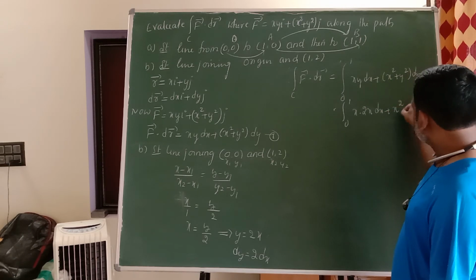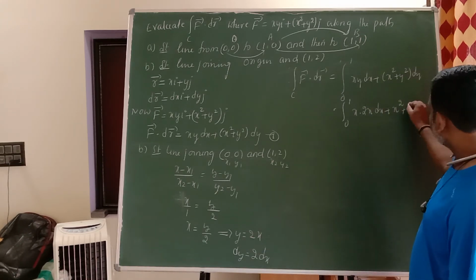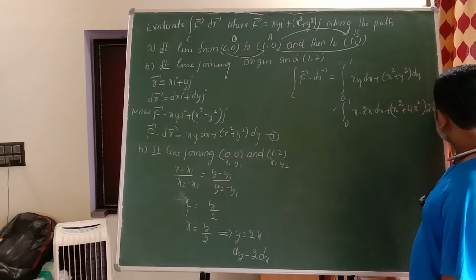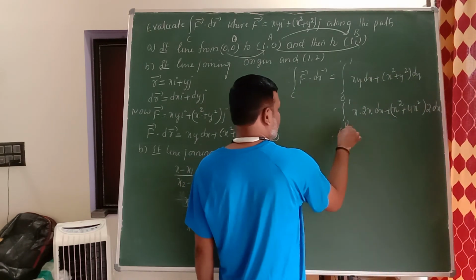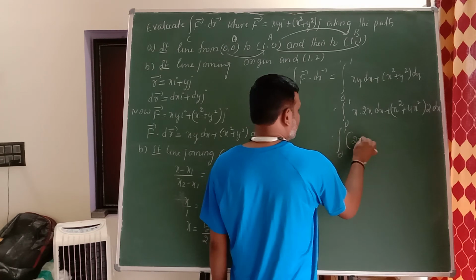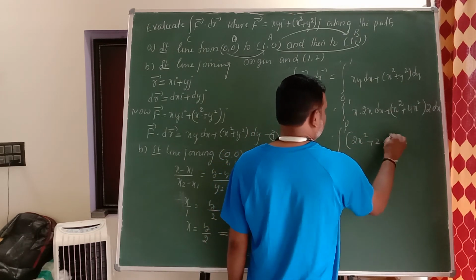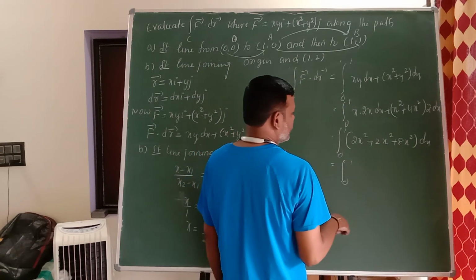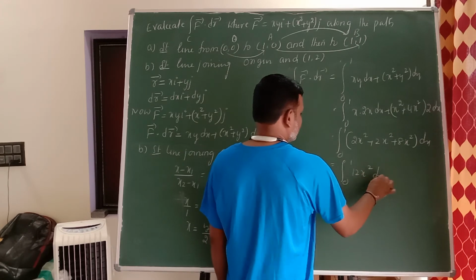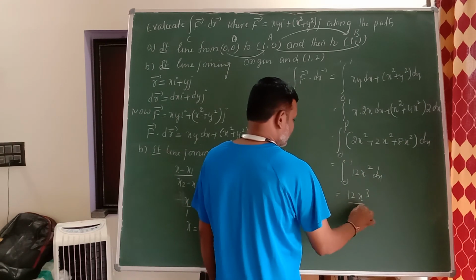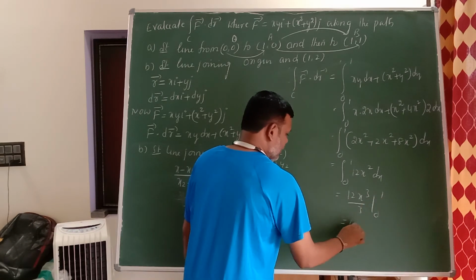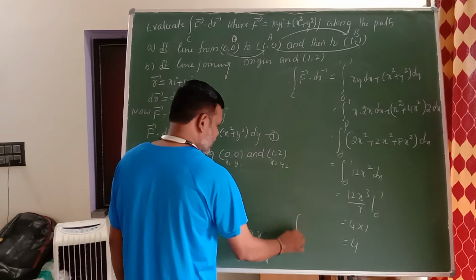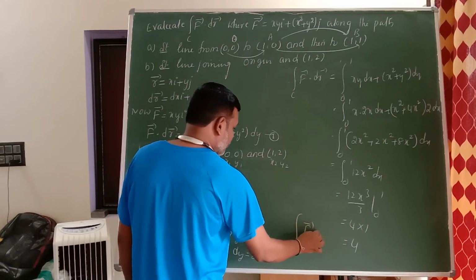Plus x square plus y square, where y is 2x, so y square is 4x square, into dy. That dy is nothing but 2dx. Okay, you can take dx as common here. So this becomes 2x square plus 2x square plus 8x square into dx. So from 0 to 1, this becomes 12x square into dx. So that is equal to 12x cube divided by 3 from 0 to 1. 3 fours are 12, and applying the limit 1, the final answer is 4. Am I right? This is what ∫ over C of F·dr is.